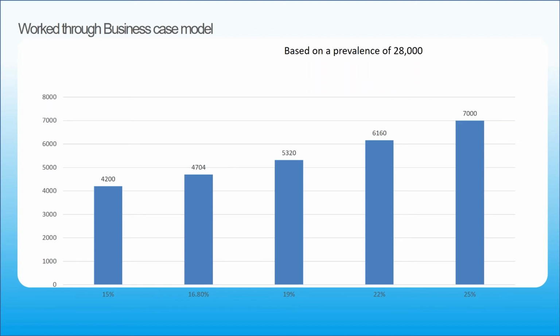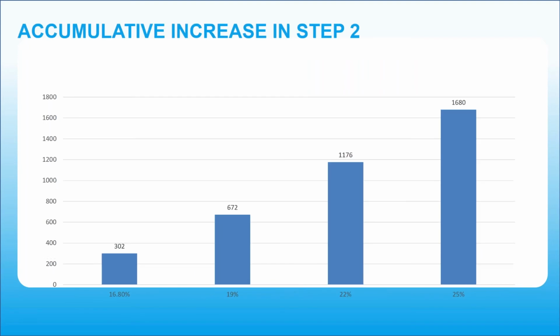So here we go. Here's the cumulative increase in step 2 services. So in year 1, up to 16.8, needed 302 people, and then to go from 15% to 19%. So this is a cumulative. So each year, 672 would need to get from 15% to the right number, and then 1,176, and then 1,680. And anyone eagle-eyed here will see that this is different from the numbers.